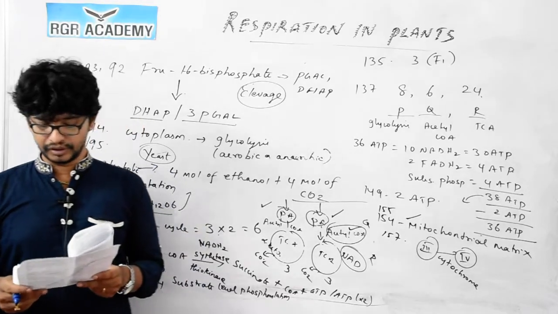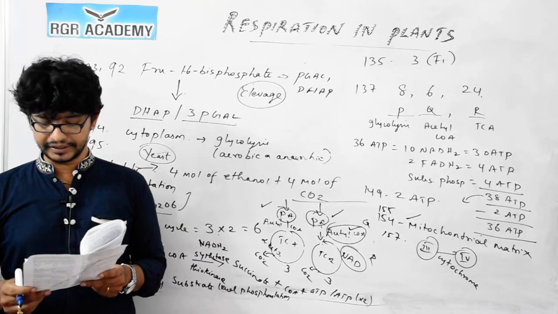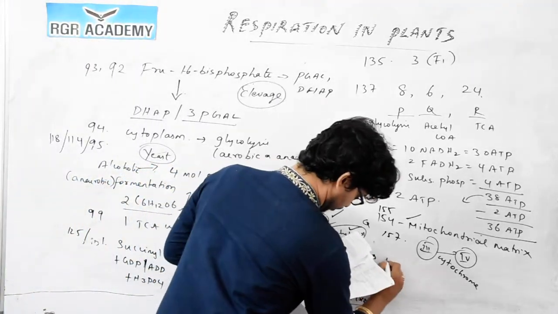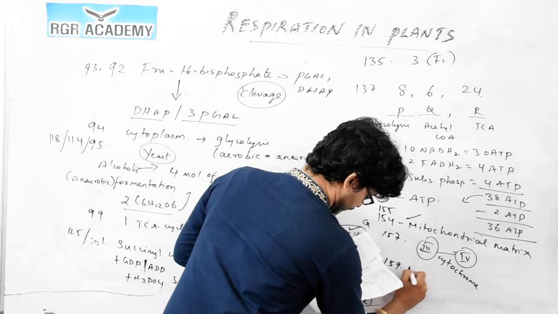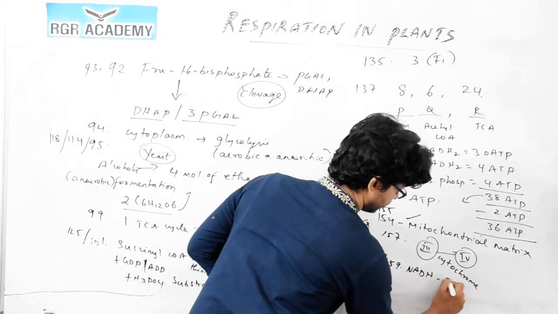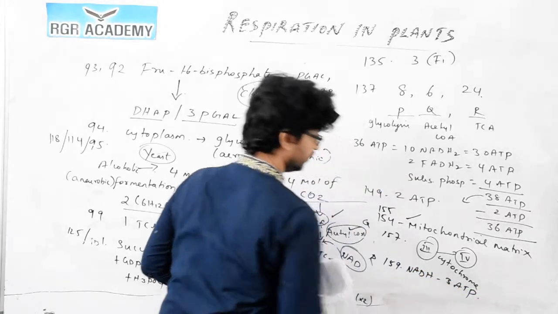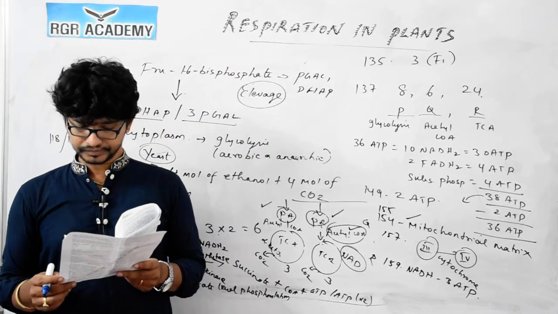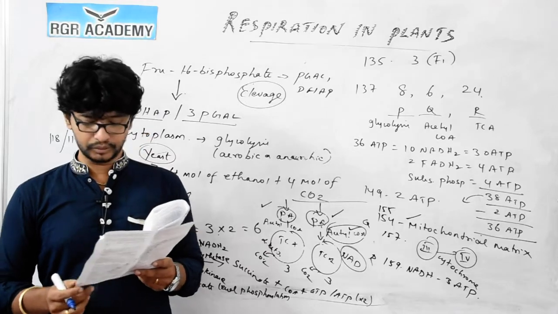Question 159. Oxidation of one molecule of NADH2 gives rise to, as I told you already, 3 ATP molecules. Okay. Question number 160.